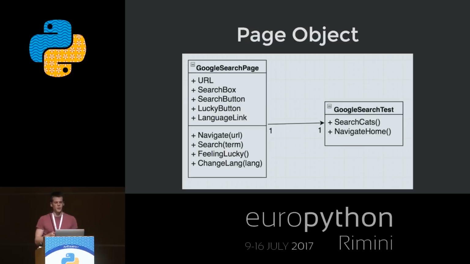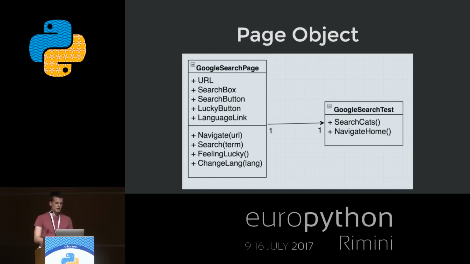And as you can see here, this is an example of the Google search page, where every attribute is an element, and in this case, for example, the URL is an attribute, the search box is an attribute, and so on. And every method wraps an action, for example, navigation, searching, and clicking the I'm Feeling Lucky button. And of course, it is actually a test pattern, so we have an actual test class here. For each page object, we need a test object here.